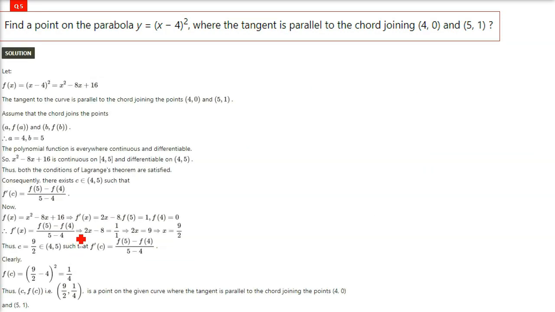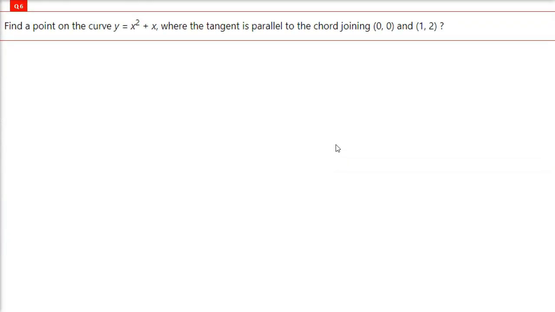So this is the solution for this particular question, but the next question is almost similar to this. And this question we are going to attempt in the next discussion.